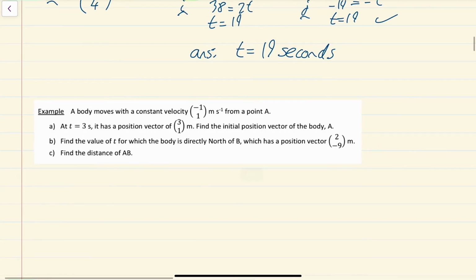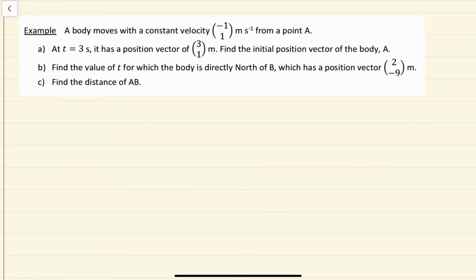Okay, two more examples in this video. Next one says, a body moves with a constant velocity of (-1, 1) from a point A. It says at t is equal to 3, it has a position vector of (3, 1). Find the initial position vector of the body, A. Okay, right. Moves with constant velocity. I'm going to write down my formula, s is equal to s0 plus vt. So let's just fill in what we know. At time 3 seconds, it has a position vector of (3, 1). So (3, 1).